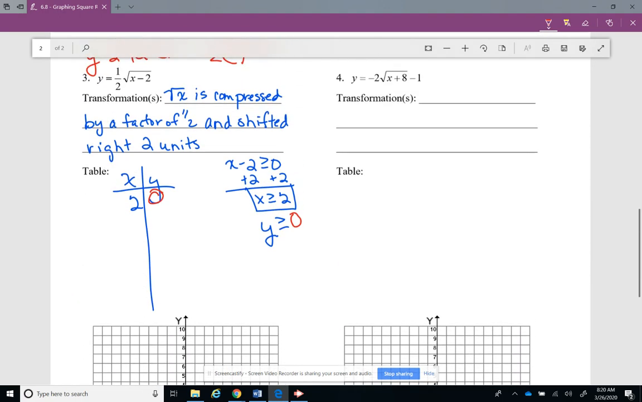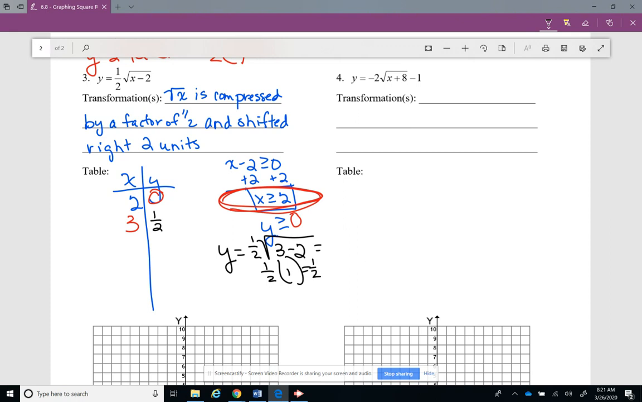All right, so now we're going to go back to the y is greater than or equal to 2. That's the one that tells us what to put in our table. So you're thinking of a number that is greater than or equal to 2. So let's try 3. All right, so we're going to say y equals 1/2 times the square root of 3 minus 2. Well, 3 minus 2 is 1, and the square root of 1 is 1, and 1/2 of 1 is 1/2. Now, that is a point. It's not a point I'm going to graph because it's kind of hard to graph. So I'm going to go ahead and go to the next number.